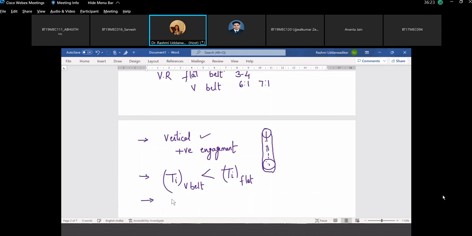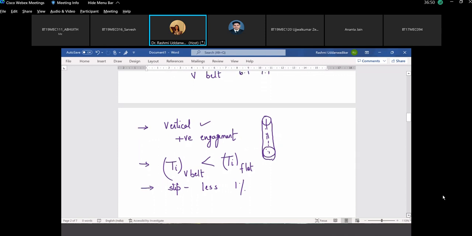What about slip? Slip in V belt? Yeah, so theoretically it is out of question. There should not be a slip, but then yes, it is less. So if we are considering 2% slip in the flat belt, we considered 1% slip or 0.75% slip here.